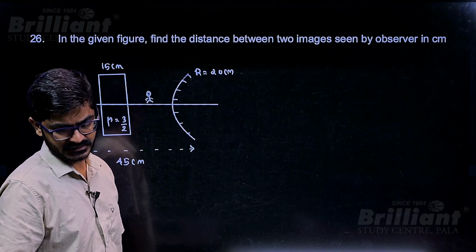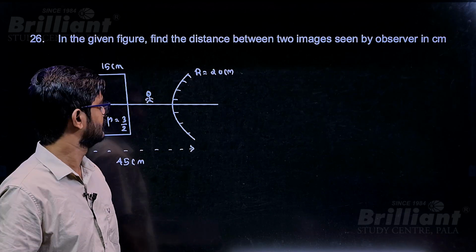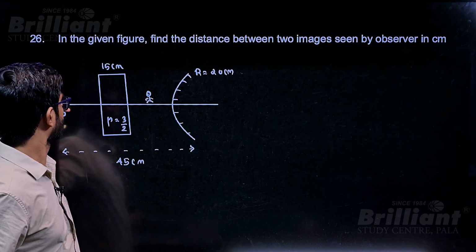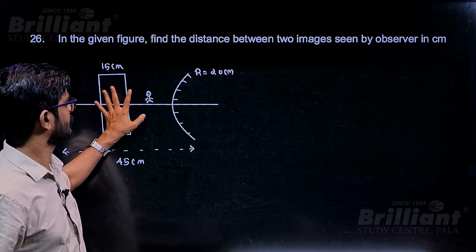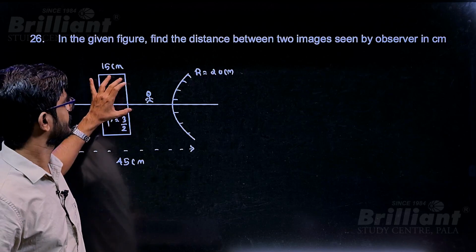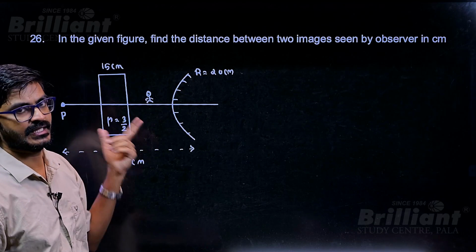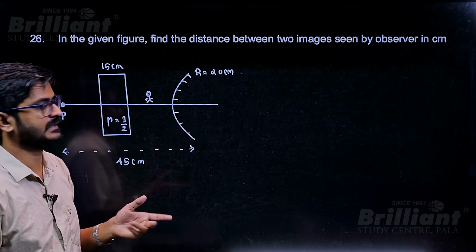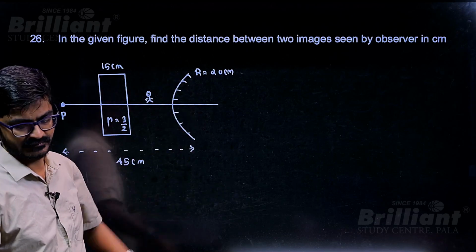Okay, you can look into the next question. In the given figure, find the distance between two images seen by the observer. So the observer is here, the rays will go like this. After refraction through the slab, he will be seeing some rays, and some of the rays will be going and hitting the mirror. Those rays will come to him, so he will be seeing the other image. So he will be seeing two images. One is just because of refraction, one is because of refraction and reflection.